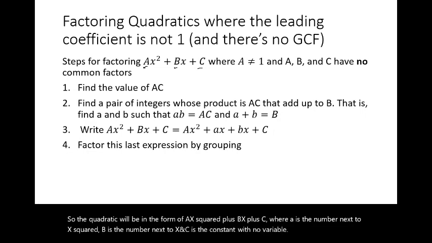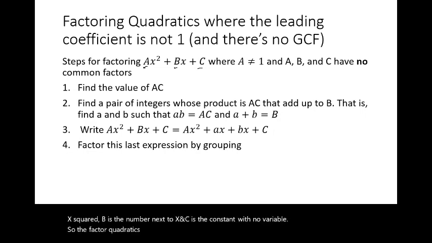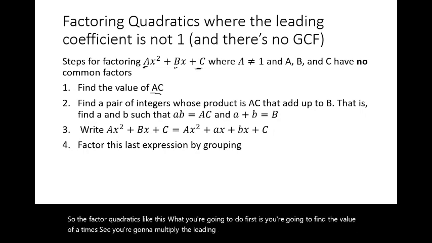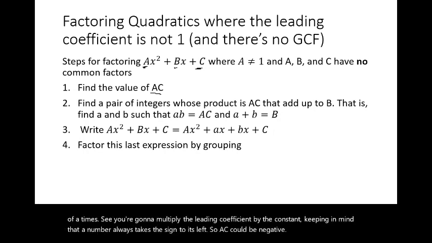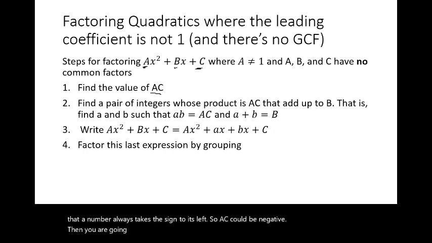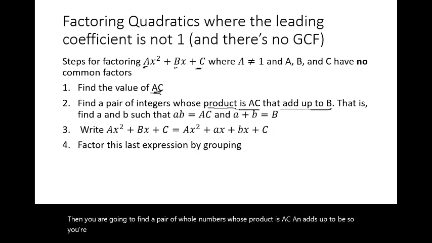So to factor quadratics like this, what you're going to do first is you're going to find the value of a times c. You're going to multiply the leading coefficient by the constant, keeping in mind that a number always takes the sign to its left, so ac could be negative. Then you are going to find a pair of whole numbers whose product is ac and adds up to b. So you're basically finding two numbers that multiply to ac and add up to the middle number b.